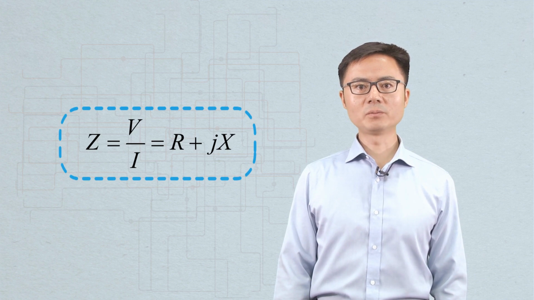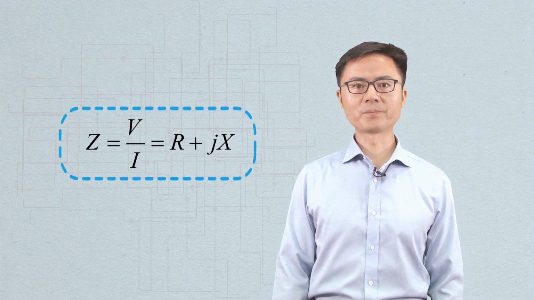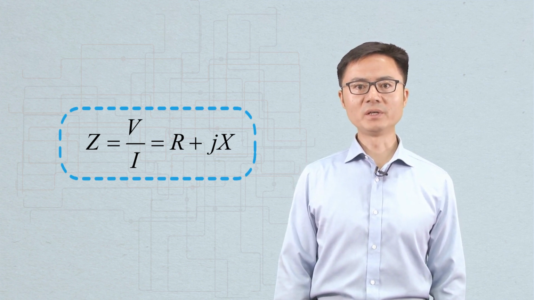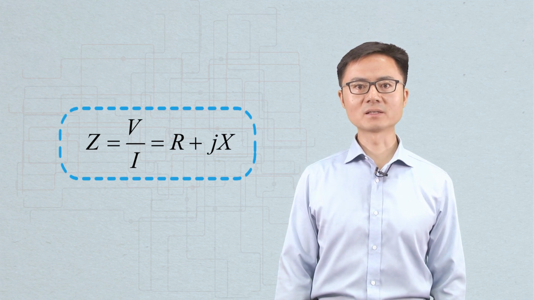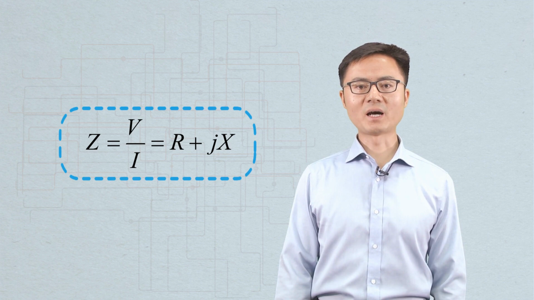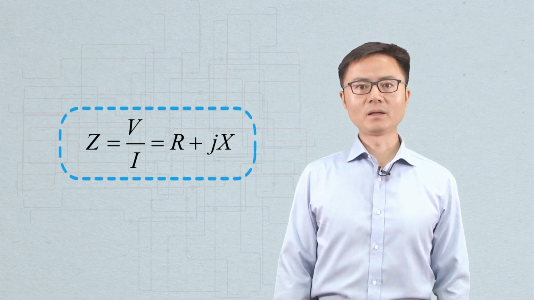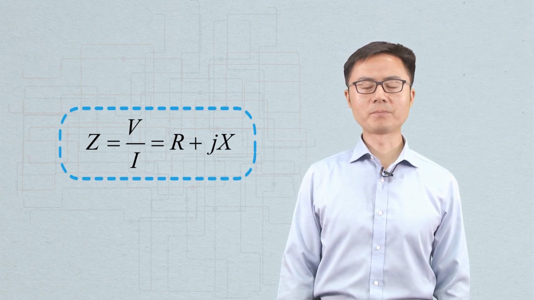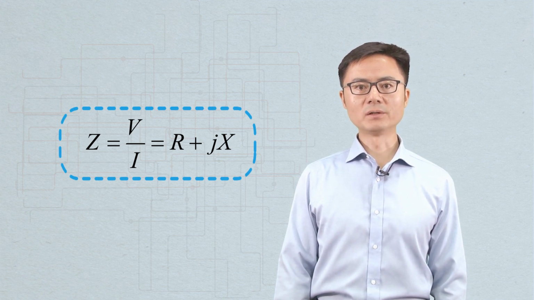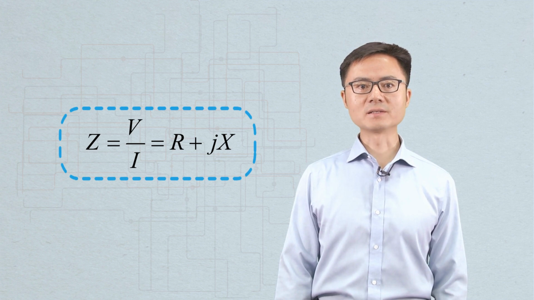And you should know both the voltage V and the current I are complex numbers. So Z will be a complex number, which means it has a real part and an imaginary part. The real part is R and the imaginary part is X. And we already know R is the resistance, and now we will call X the reactance.